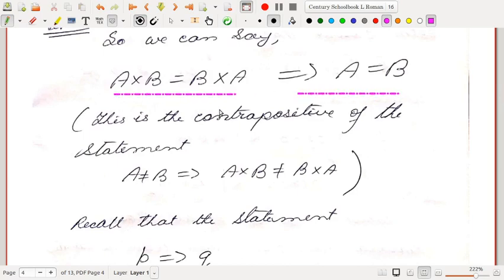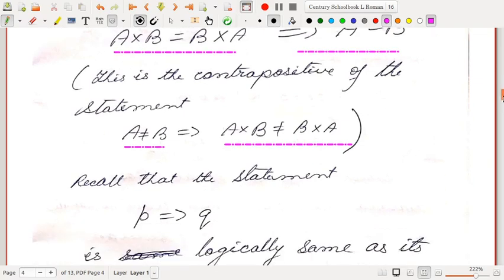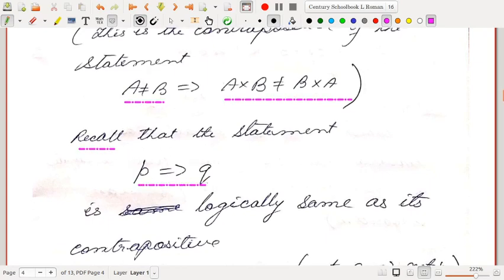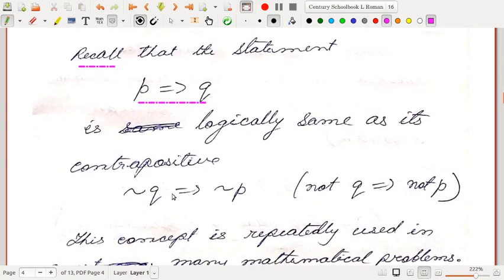Okay. So this is the contrapositive of the statement: A not equal to B implies A cross B not equal to B cross A. Okay. So in our classes also we had discussed this. So let us recall, because this concept is very important. Recall that the statement P implies Q is logically same as its contrapositive, not Q implies not P. Okay. If P happens, then Q will happen. This is same as saying if Q doesn't happen, then P cannot happen.